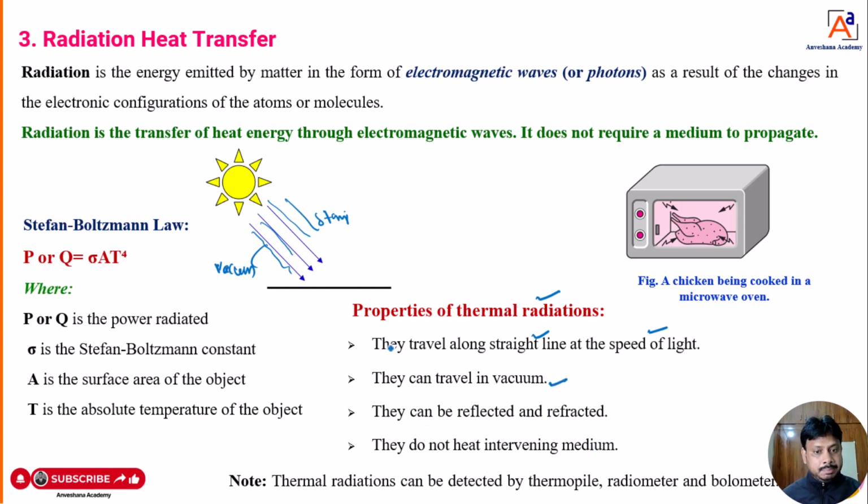They can be reflected and refracted. Radiations falling onto the earth's surface, or onto a plate, can be reflected or refracted. And they do not heat the intervening medium. These are the properties of thermal radiation. These properties play a very important role in heat transfer, especially radiation heat transfer, dear students.